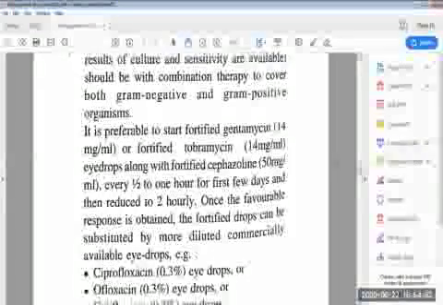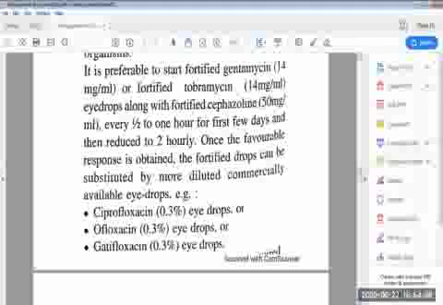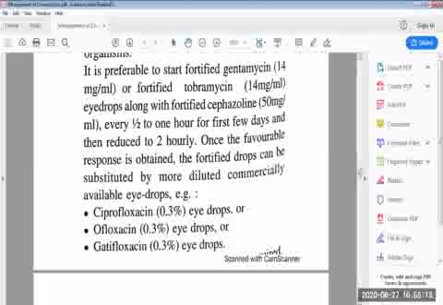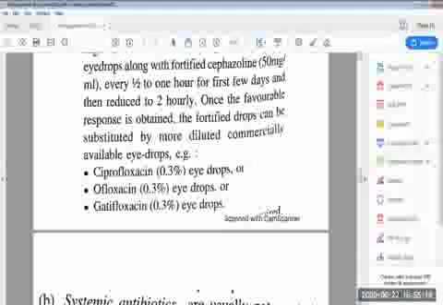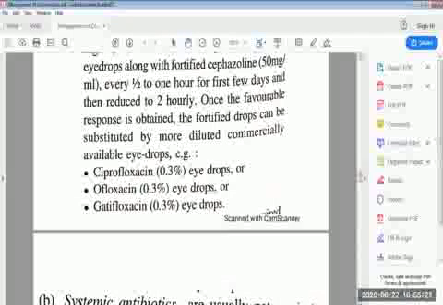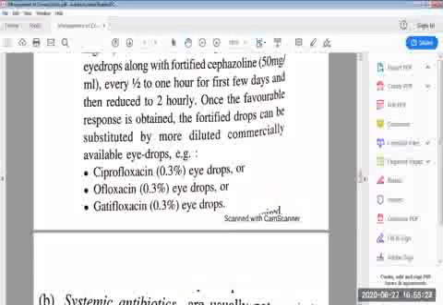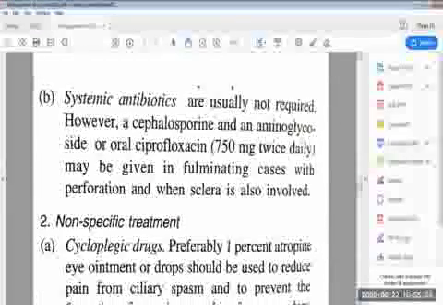It is preferable to start fortified gentamicin 14 mg per ml or fortified tobramycin 14 mg per ml eye drops along with the fortified cefazolin 50 mg per ml every half to 1 hour for first few days and then reduce to 2 hourly. Once the favorable response is obtained, the fortified drops can be substituted by more diluted commercially available eye drops like ciprofloxacin eye drops or ofloxacin eye drops or gatifloxacin eye drops. Then systemic antibiotics, these are usually not required.